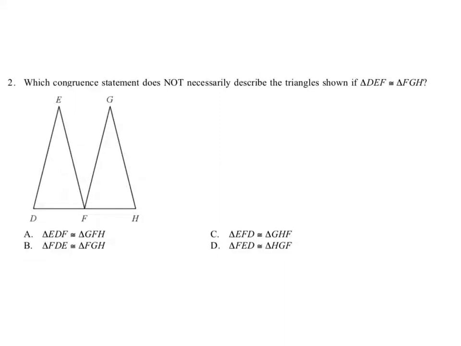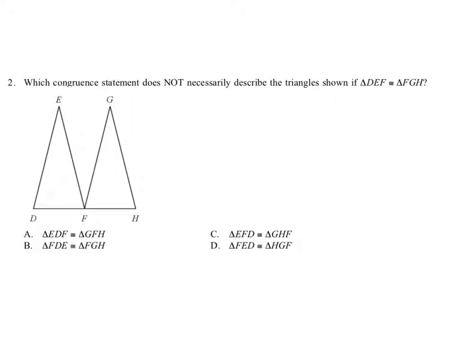Okay, so which congruent statement does not necessarily describe the triangle shown if DEF is congruent to FGH? It says "not necessarily" because it's possible, for example, if we had isosceles triangles, that you could reverse the positions of the vertices and it might still be congruent that way. So they say just "not necessarily" because there are some ways where we definitely know that it will be congruent.